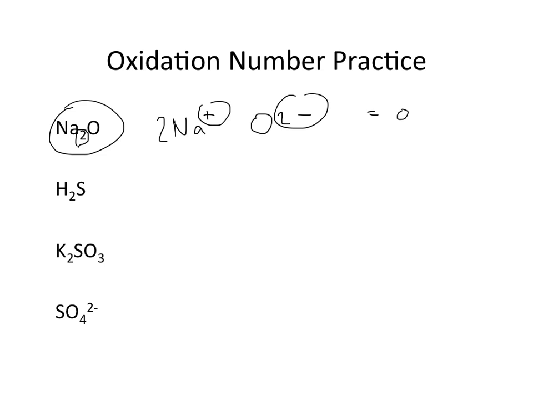So how would I label this? I would label sodium as +1 and oxygen as -2 in terms of oxidation numbers. Basically, this is how I would do my labeling.